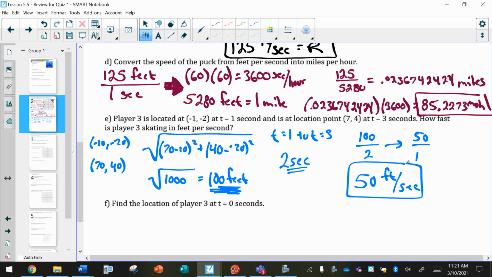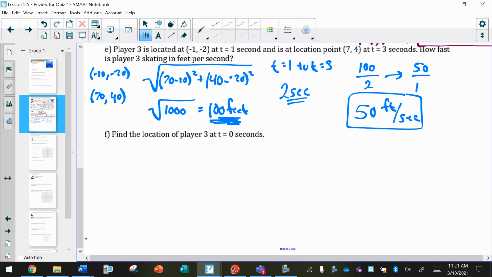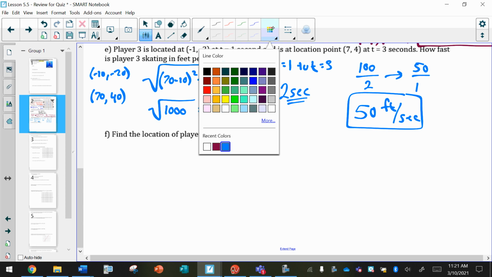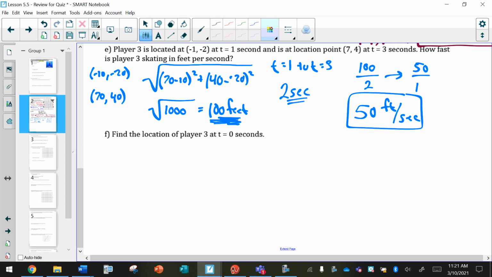Find the location of player 3 at t equals 0 seconds. Now we have to work backwards and figure out the original starting position of player number 3. This is very similar to the robot thing we did. And actually we did two different robot questions dealing with this kind of scenario. All right, so remember, the first thing we need to do is find the change in x and change in y.